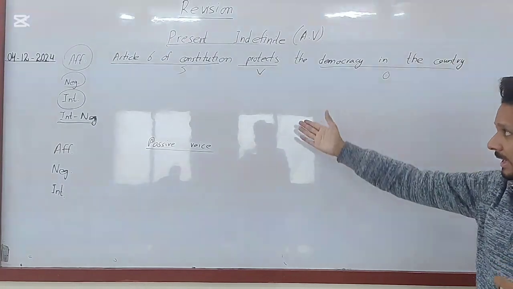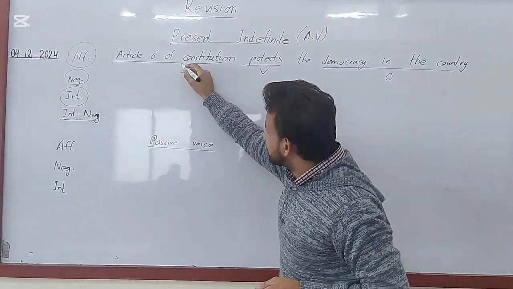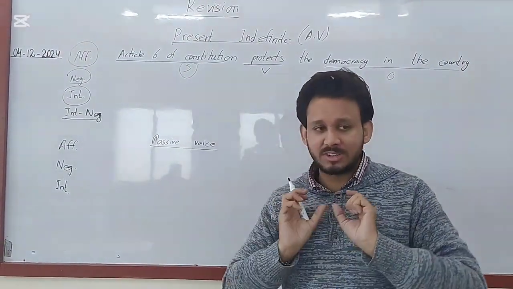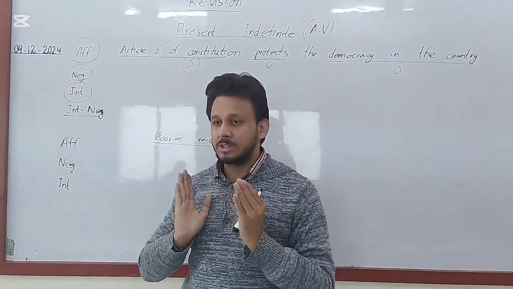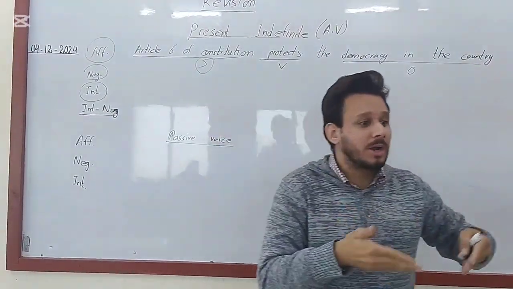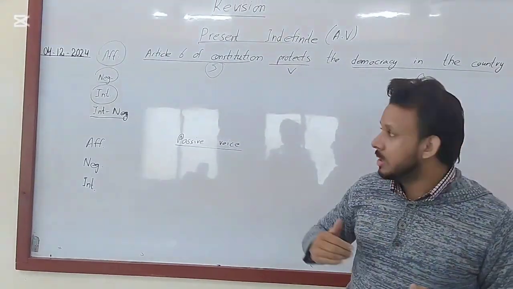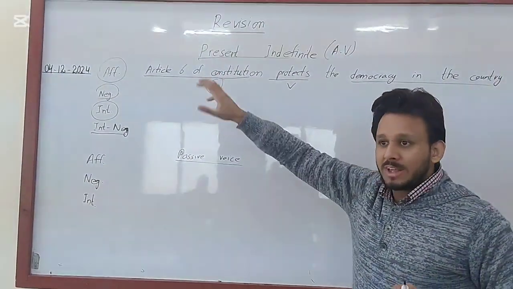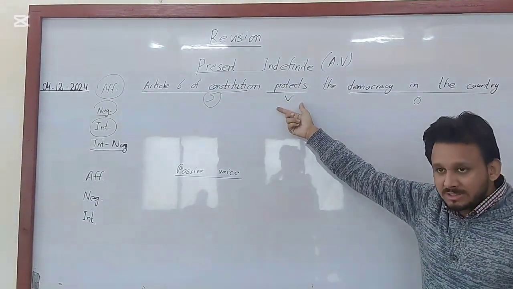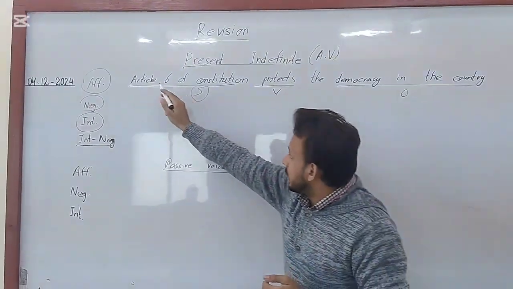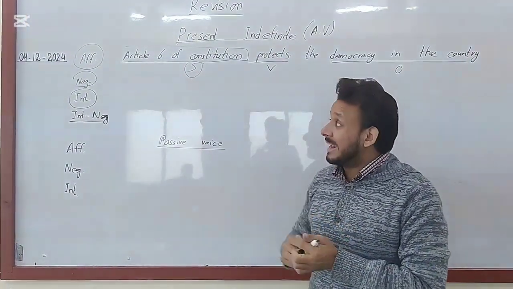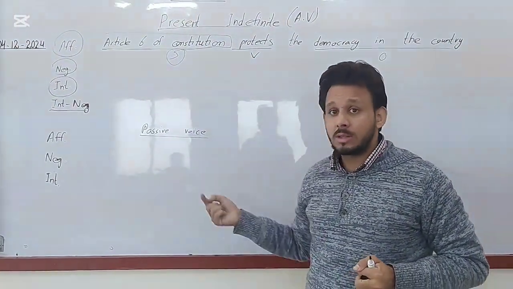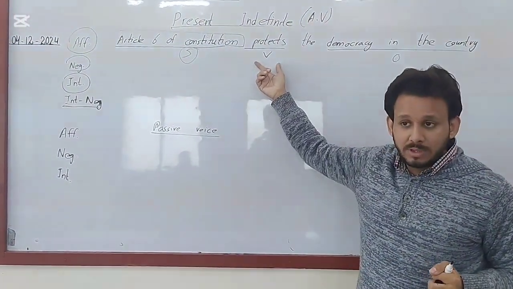For example, in this sentence, Article 6 is like a provision, like a point in the Constitution. The Constitution is the guidebook of how a country runs. So this is doing something. What is it doing? It is protecting something. Even though this is a thing and not a person, it is actually performing an action, the action of protecting something.